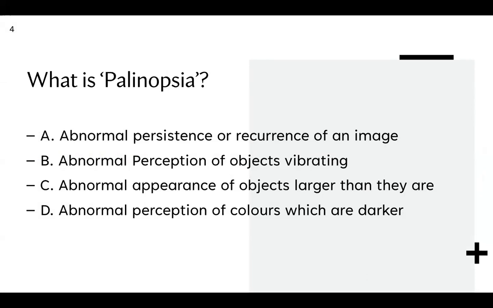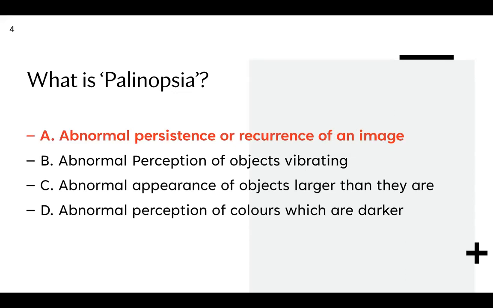Palinopsia, it's an unusual word that we don't often read in textbooks, but as the name suggests, opsia is more likely something to do with vision, or rather the perception of vision, whether it's vibrating, whether it's size, or whether it's colors or recurrence. With the time elapsed, let's see the right answer. The right answer is abnormal persistence or recurrence of an image long after having moved away from seeing it. And that is what is palinopsia.